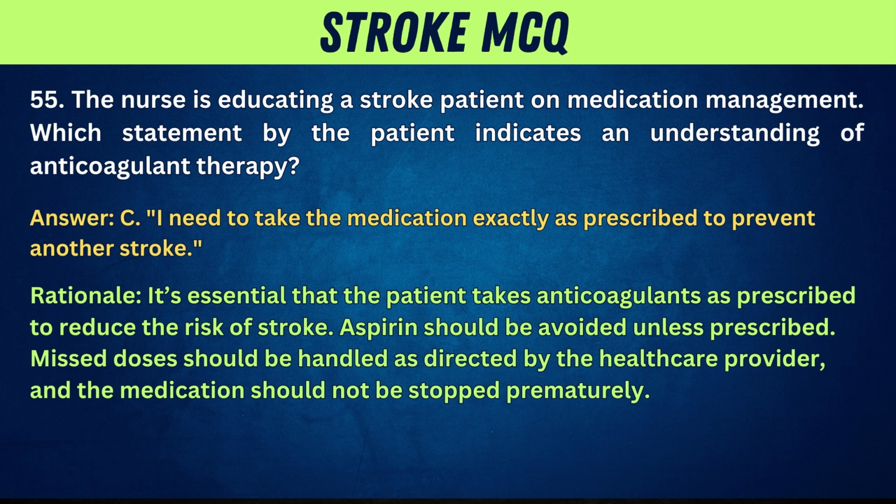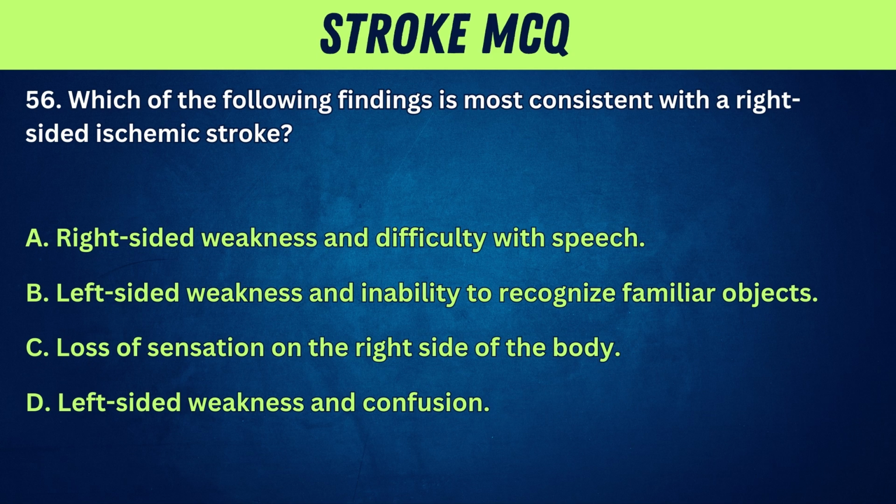Rationale: it's essential that the patient takes anticoagulants as prescribed to reduce the risk of stroke. Aspirin should be avoided unless prescribed. Missed doses should be handled as directed by the healthcare provider, and the medication should not be stopped prematurely.